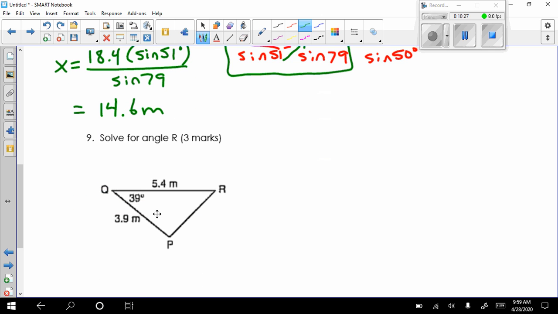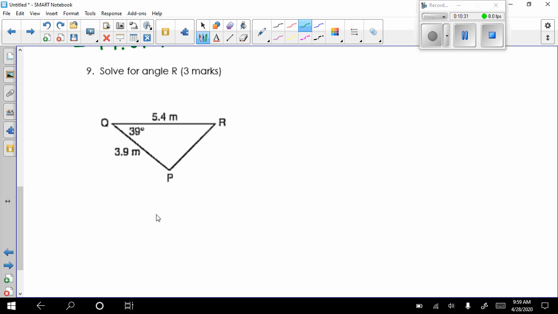This question here, number 9, should have been out of 6 marks, because the hint here is that you need to do 2 steps. So a lot of you might have had some difficulty with this one, but let's take it up. Look at this. They're asking you to solve for this angle right here, R.